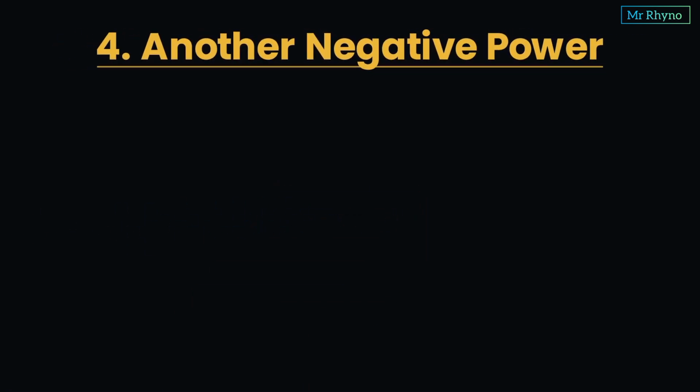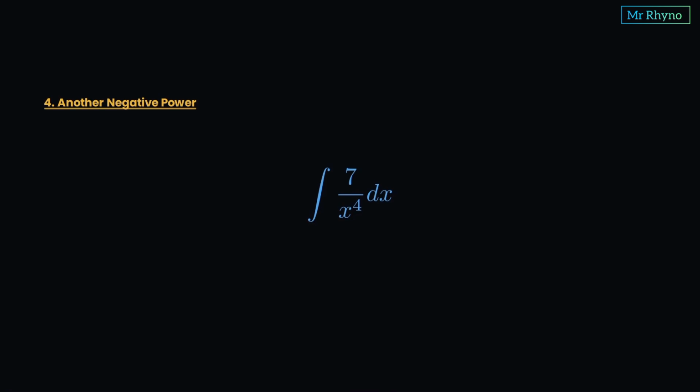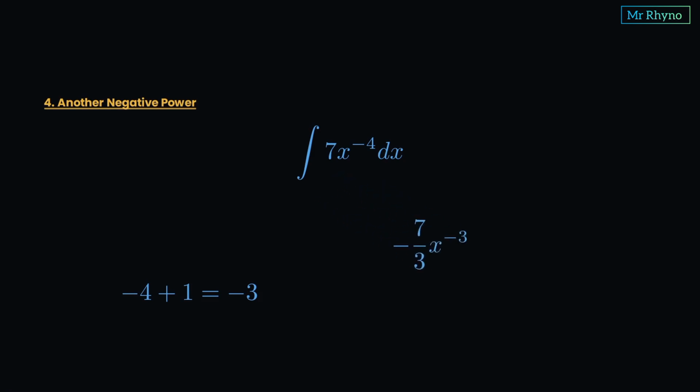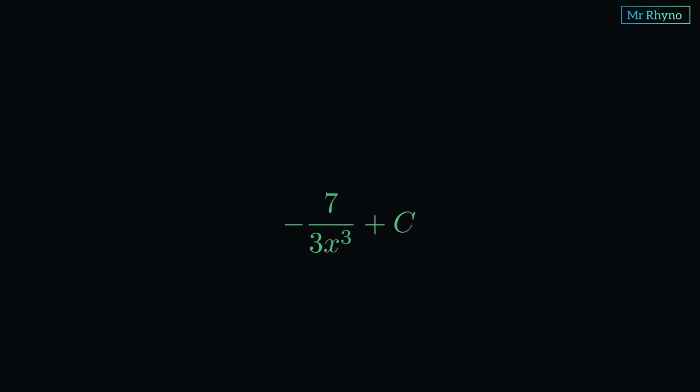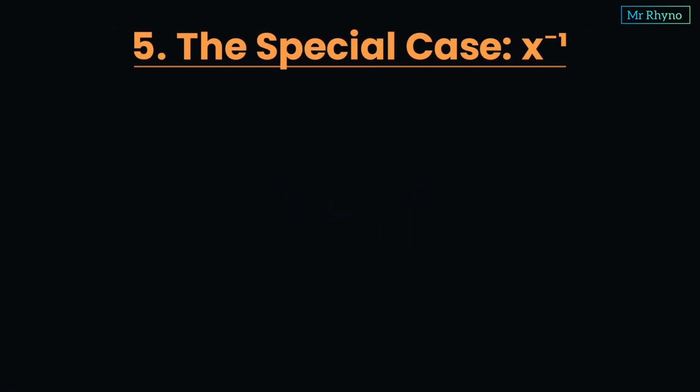Let's try another negative power. Try the integral of 7 over x to the 4th dx. Rewrite the integral of 7x to the negative 4 dx. Increase the exponent. Negative 4 plus 1 equals negative 3. Divide by negative 3. Negative 7/3 x to the negative 3. Therefore, negative 7 over 3x cubed plus c. Same rule, nothing new. Now there's one case you must not handle with the ordinary power rule.